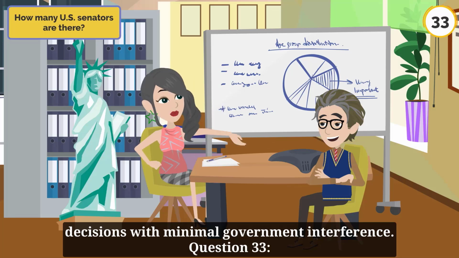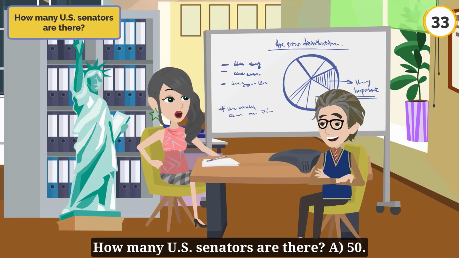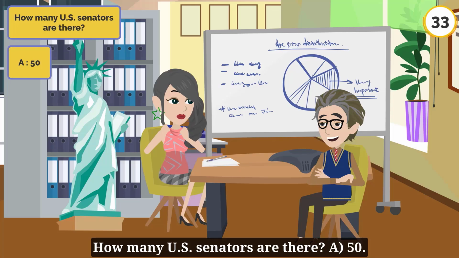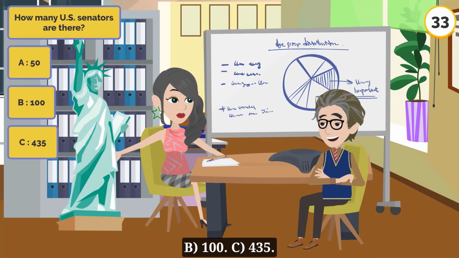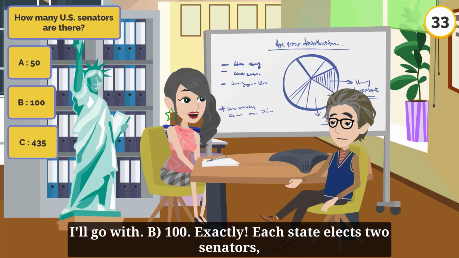Question 33. How many U.S. senators are there? A. 50, B. 100, C. 435. I'll go with B. 100.